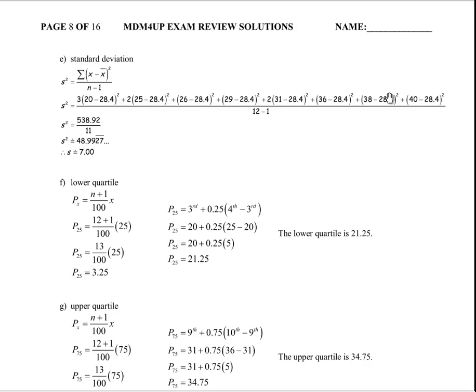This whole calculation in the numerator should give you 538.92, so we divide that by 11 and you get 48.927 repeating. And then in order to find the standard deviation, we would take the square root of that, because this is s squared, and we get almost exactly 7. It's like 6.99, etc. So the standard deviation is 7 to 2 decimal places.